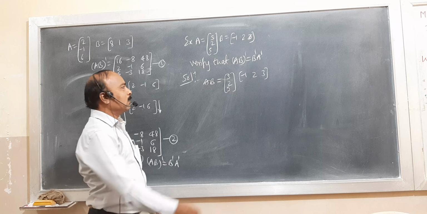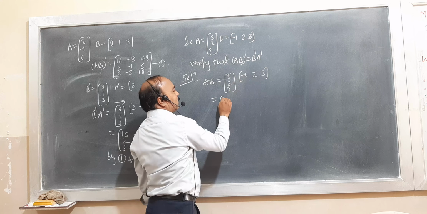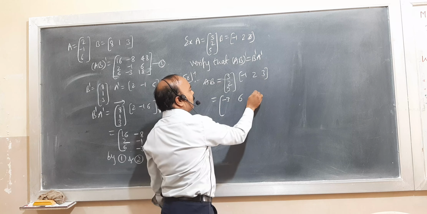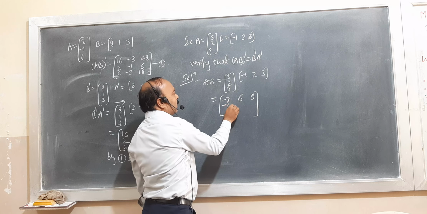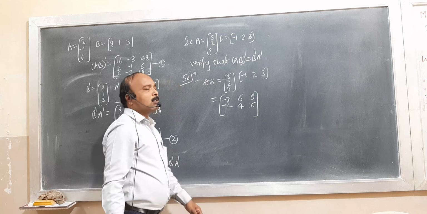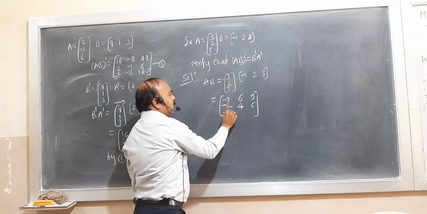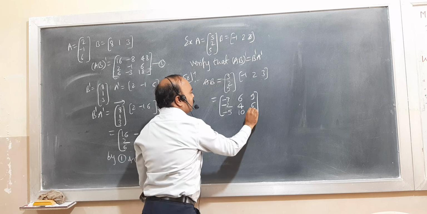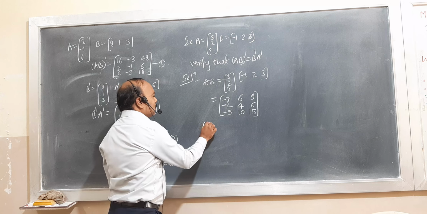Now go for the AB matrix, that is first row with all the columns, 3 into minus 1, minus 3, 3 into 2 is 6, 3 into 3 is 9. Next, second row with all columns, 2 into minus 1 is minus 2, 2 into 2 is 4, 2 into 3 is 6. Next, third row with all columns, 5 into minus 1 is minus 5, 5 into 2 is 10, 5 into 3 is 15. It is matrix AB.